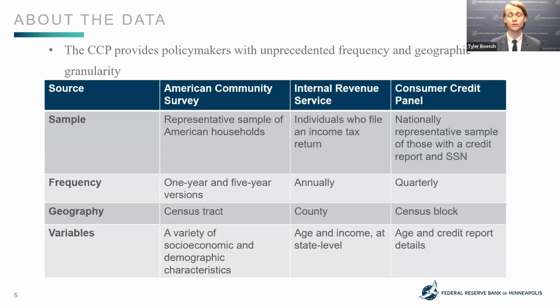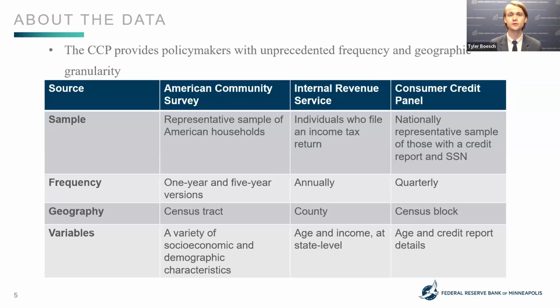That being said, I really want to emphasize that the CCP, the Consumer Credit Panel, provides users of the dashboard and policymakers with really unprecedented frequency and geographic granularity when it comes to understanding migration trends in the metropolitan area. And I think that this comes through most clearly when you compare the CCP to 2 other commonly used data sources for generating migration statistics, those being the American Community Survey, as well as data from the Internal Revenue Service.